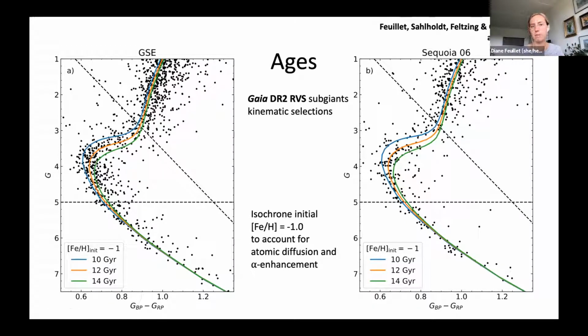So here I'm just showing color magnitude diagrams for the RVS samples. Here we are highlighting the turnoff region, and we have PARSEC isochrones overlaid, both of which have an initial metallicity of -1. So this is to account for potential atomic diffusion happening in the subgiant stars and also some alpha enhancement. And we have isochrones of 10, 12, and 14 gigayears overlaid here. And you can see that most of the stars are consistent with having an old age. Even just by eye from these isochrones, you can see that perhaps the Sausage-Enceladus stars are a little bit younger than the Sequoia stars.